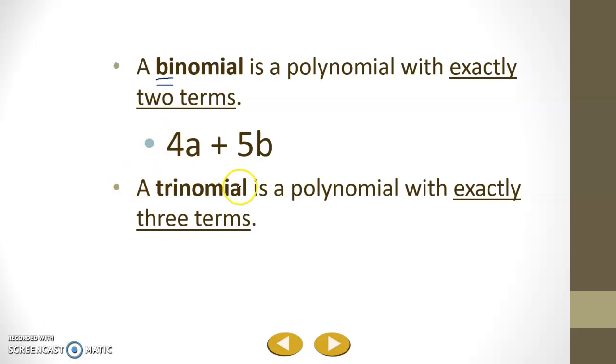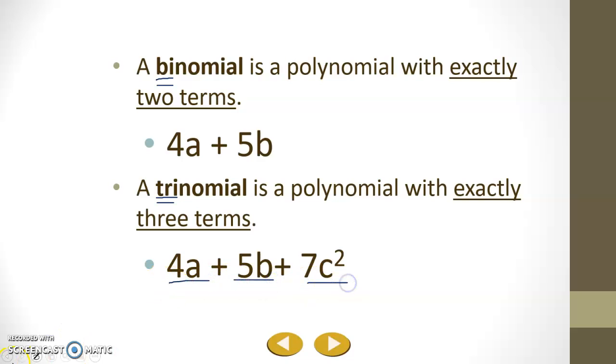A trinomial is a polynomial with exactly three terms. Tri meaning three, like in triangle or tricycle. 4a plus 5b plus 7c squared is a good example of a trinomial. Each of these being one term.